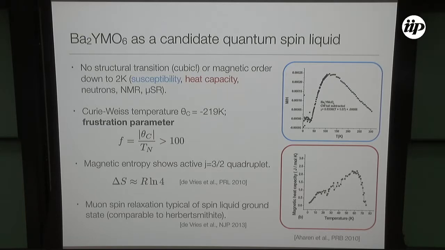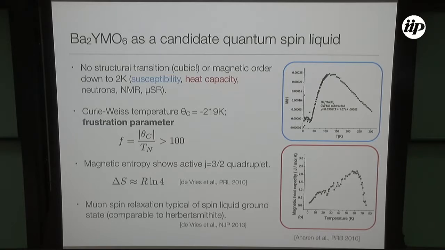Yes, so from the high temperature behavior of the magnetic susceptibility, we can extract a Curie-Weiss temperature, and usually people characterize these spin liquid candidates in terms of a frustration parameter, the ratio between the Curie-Weiss temperature and the temperature at which this thing would order, and this is larger than 100, so this is again a good candidate.